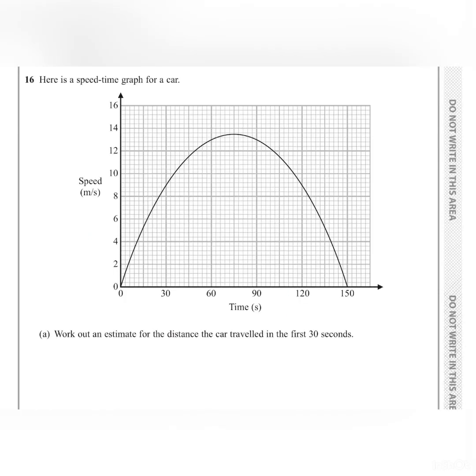Okay, question number 16, it says here's a speed time graph for a car, and work out the estimate for the distance that car traveled in the first 30 seconds. Now, if you notice here, most of the time you will get distance time graphs, but this is a speed time graph. So the area under the graph gives us the distance. So area under the graph is distance.